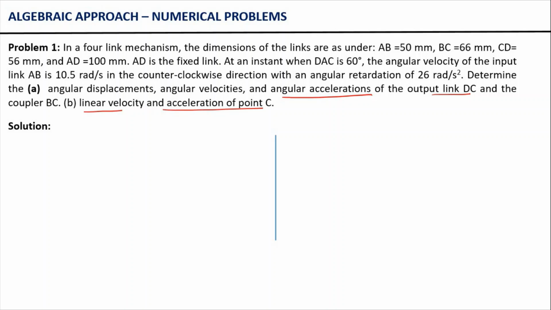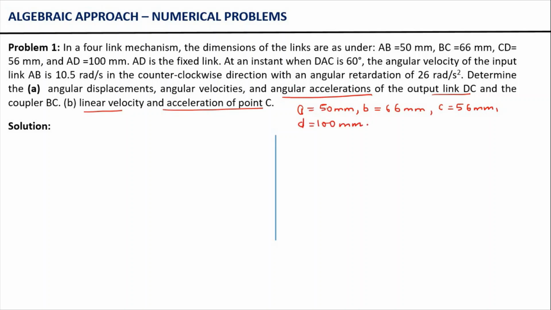So let us first see what is given to us. Here the length of input link AB is 50 mm, so small a is given as 50 mm. Then the coupler length BC is given as 66 mm, so b is equal to 66 mm. Then the output link CD is 56 mm, so c is given as 56 mm. And then AD is given as 100 mm, so d is given as 100 mm.